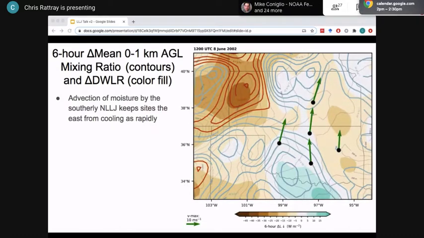So now these contours are showing the 6-hour change in the 0 to 1 kilometer mixing ratio from ERA5. So we see that areas with decreased long wave were associated with a decrease in moisture. And here the green arrows are showing the wind vectors and the height of the southerly jet, and they're suggesting moisture advection is contributing to the distribution.